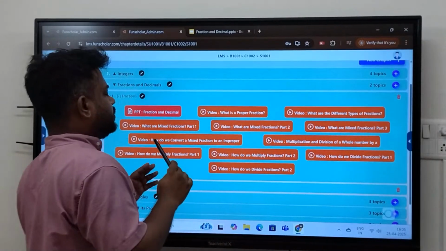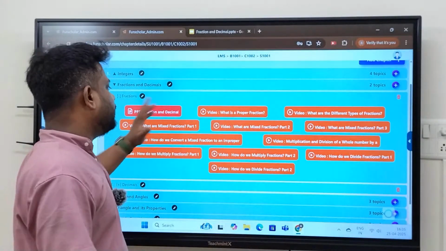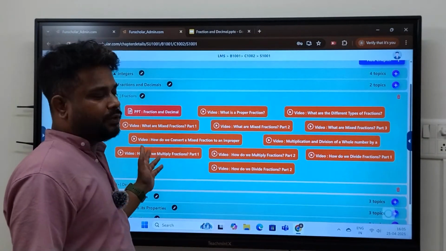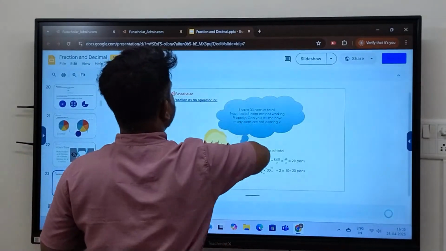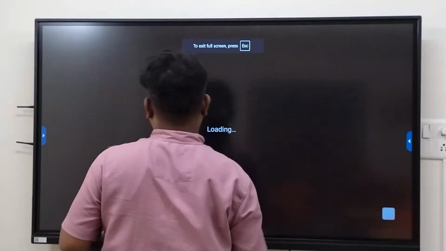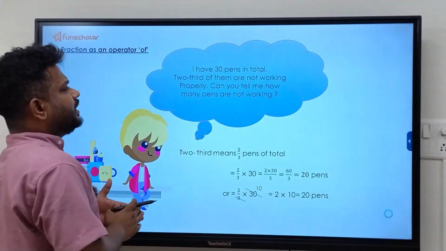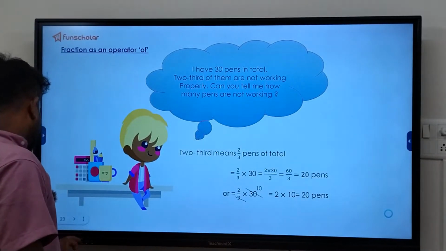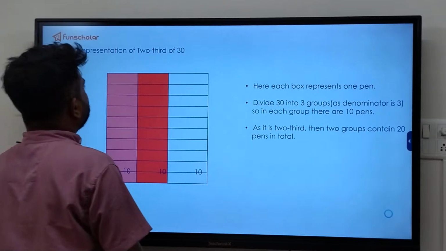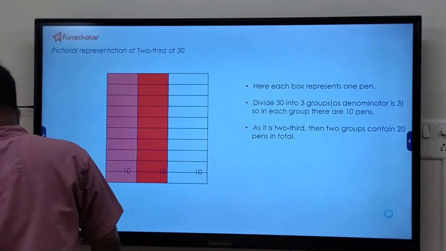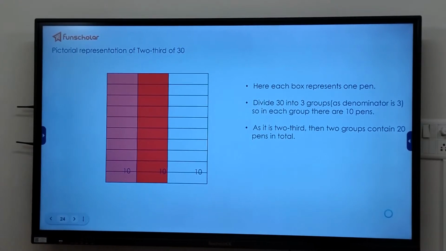Okay, this video was quite a small one, and I haven't played many videos from here because we have already discussed this using examples. So multiplication can simply be done by this process. Okay, the next one: pictorial representation of 2/3 of 30. We can solve this like this.